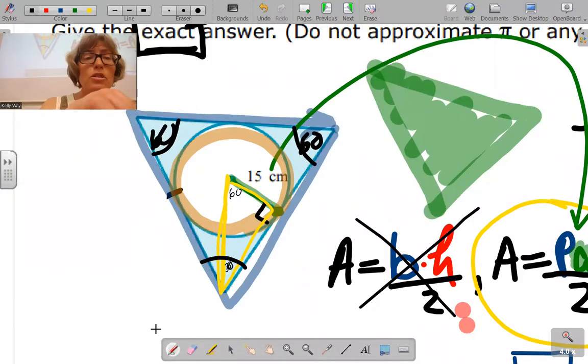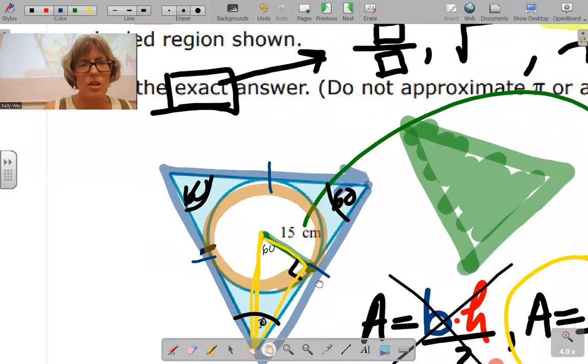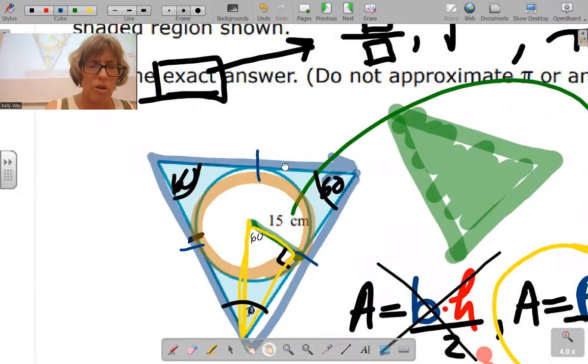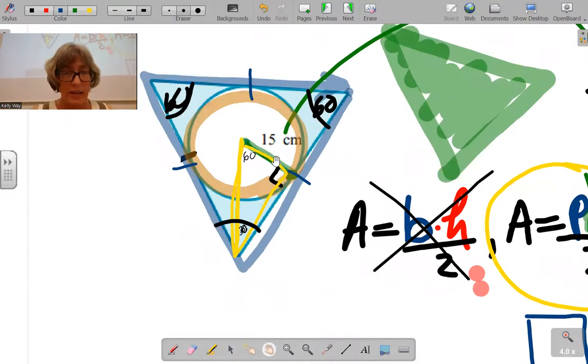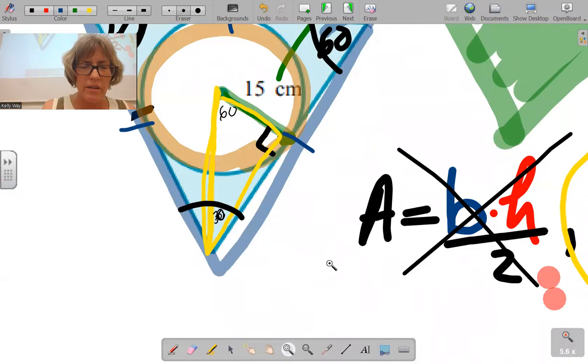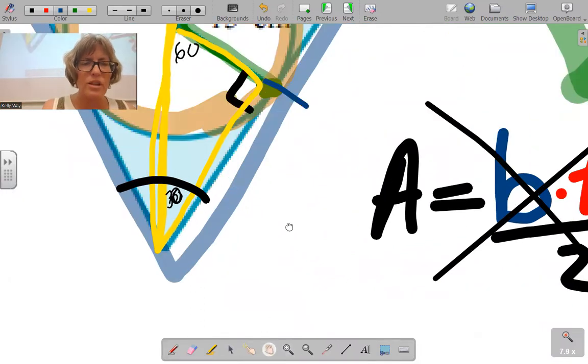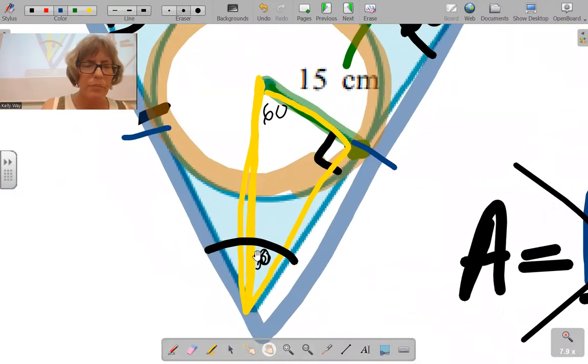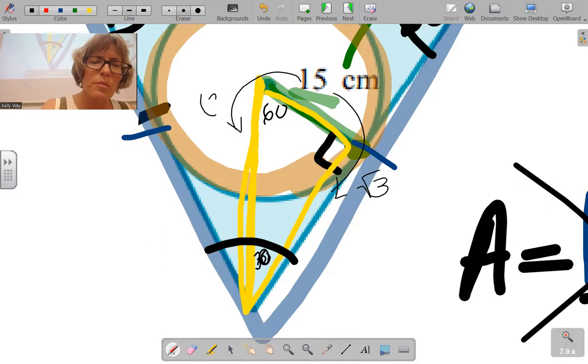You might be asking yourselves, why do we know that's 60? I skipped that part. If you have 3 equal sides, because of that word equilateral, you have 3 equal angles. 3 equal sides, 3 equal angles. So 180 divided by 3 gave us that 60. This here is our short leg. So short leg to long leg, root 3, short leg to hypotenuse, times by 2.